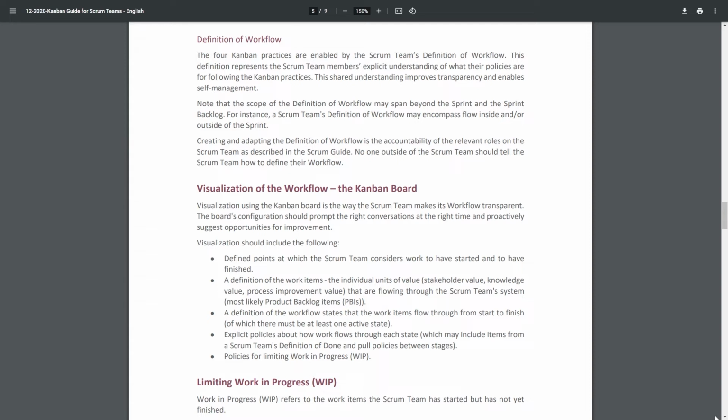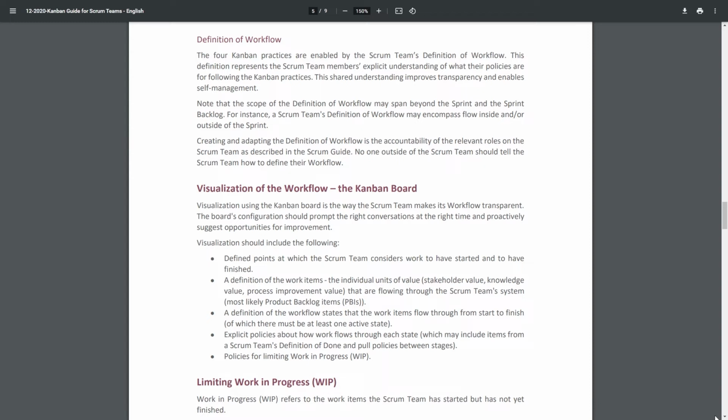Visualization using the Kanban board is the way the Scrum team makes its workflow transparent. The board's configuration should prompt the right conversation at the right time and proactively suggest opportunities for improvement. Visualization should include the following. Define points at which the Scrum team considers work to have started and to have finished.